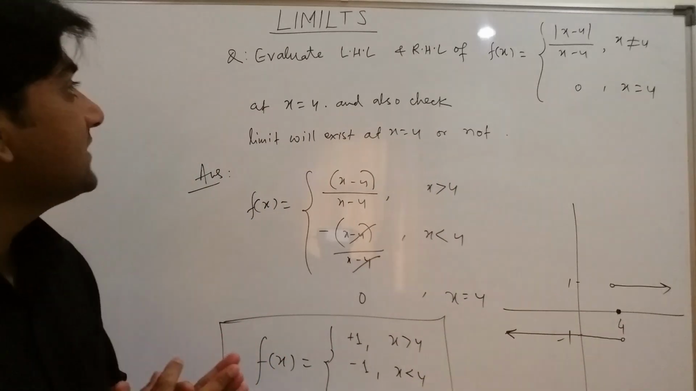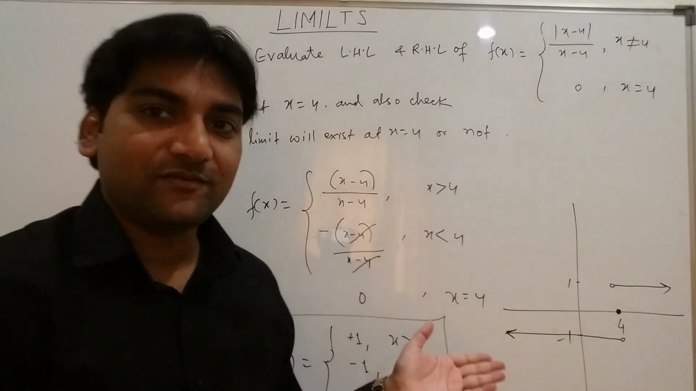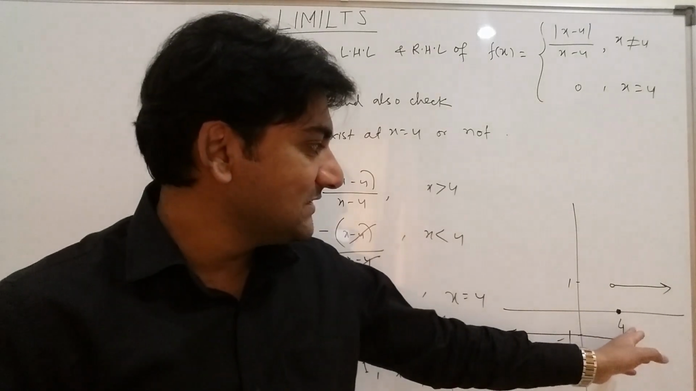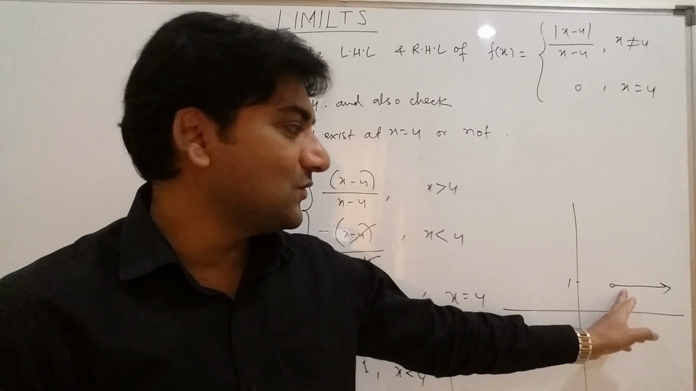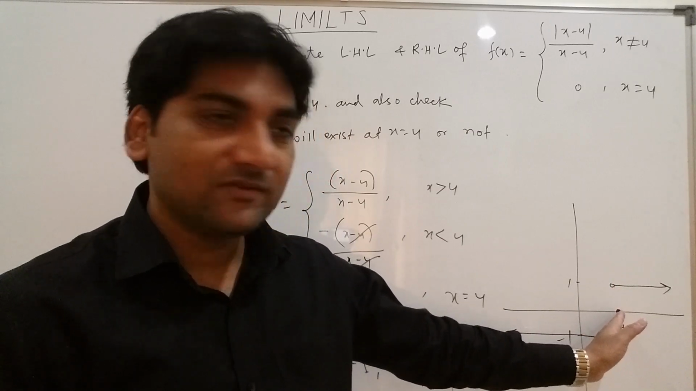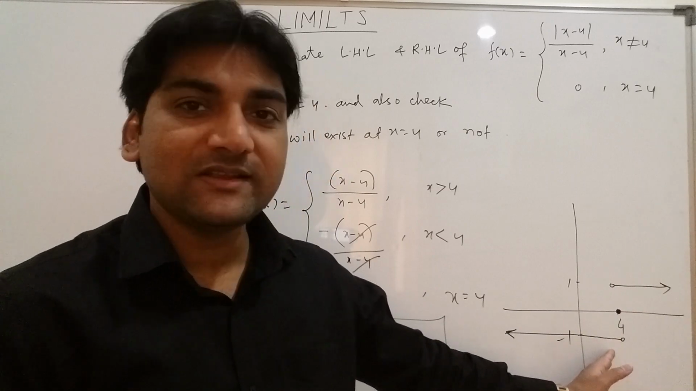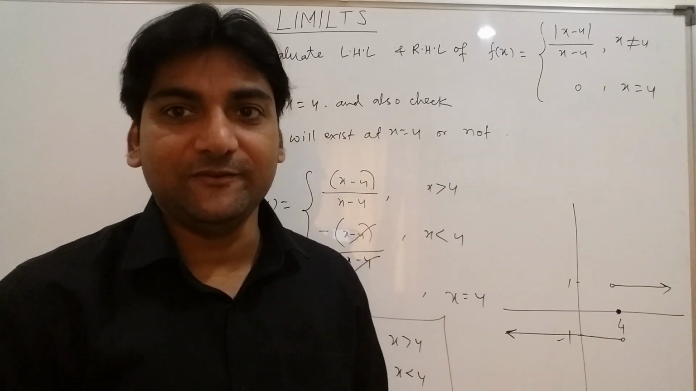Now the question was to evaluate limits. So we can learn orally from here. When you take x just greater than 4, you are getting plus 1, so the right hand limit is plus 1. When you take values smaller than 4, you are getting minus 1, so the left hand limit is minus 1. So the limit won't exist right here.